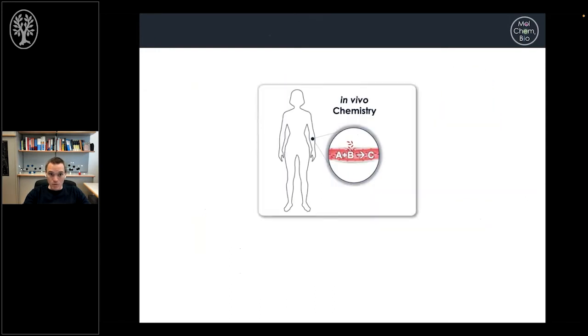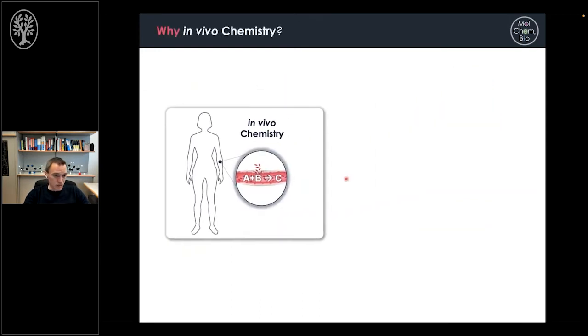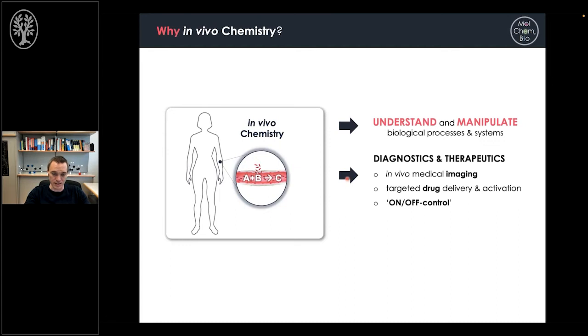So why are we actually interested in in vivo chemistry? It's like a standard phrase. We want to understand biological processes or living systems, but also manipulate living systems. That basically means it comes to diagnostics and therapeutics. So the design of new approaches, for example, in vivo medical imaging, a field that I'm not going to cover today, and targeted drug delivery.